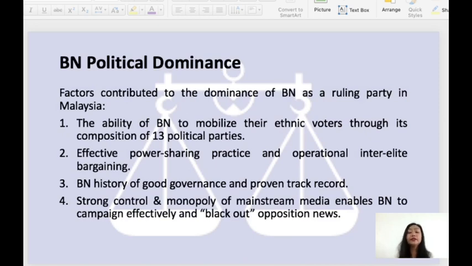BN political dominance. Factors contributed to the dominance of Barisan Nasional as a ruling party in Malaysia. There are four factors, yeah? Firstly, the ability of Barisan Nasional to mobilize the ethnic voters through its composition of 13 political parties. Secondly, effective power-sharing practice and operational inter-elite bargaining. Thirdly, Barisan Nasional's history of good governance and proven track record. And fourthly, strong control and monopoly of mainstream media enables Barisan Nasional to campaign effectively and black out opposition news.